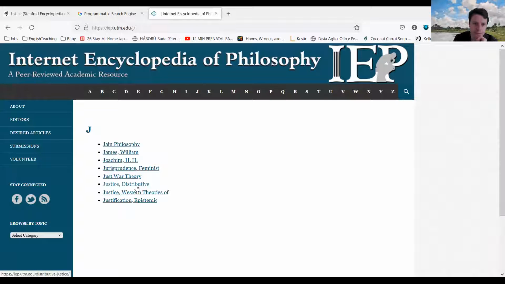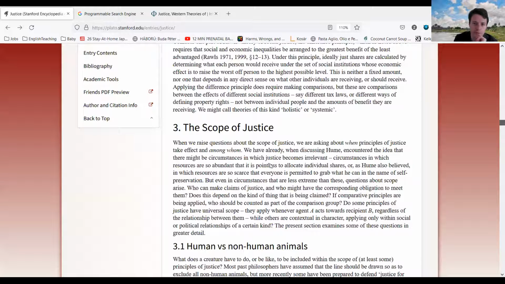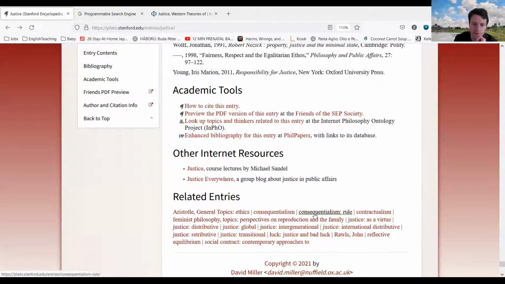And you can look at distributive justice as well here on the IEP. And on the SEP on the bottom, you can see the related entries. You can look at justice as a virtue, distributive justice, global justice, intergenerational justice, international distributive justice, retributive justice, transitional justice, and so on, a couple of other connected topics. And it also links to the justice courses by Michael Sandel, who's a brilliant Harvard professor, and some other useful things.